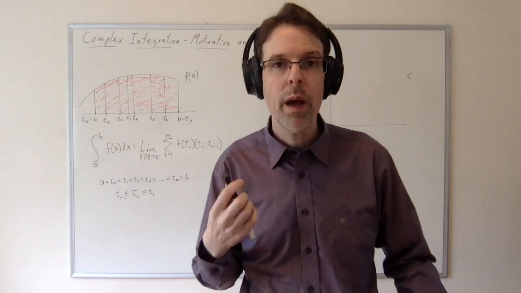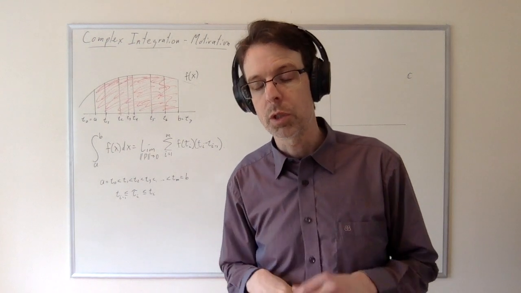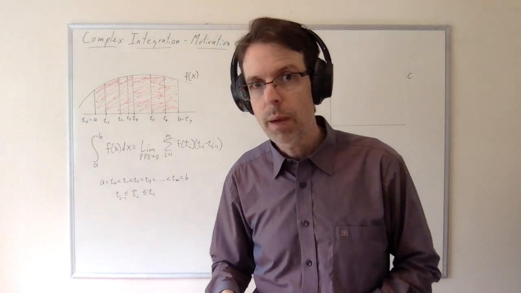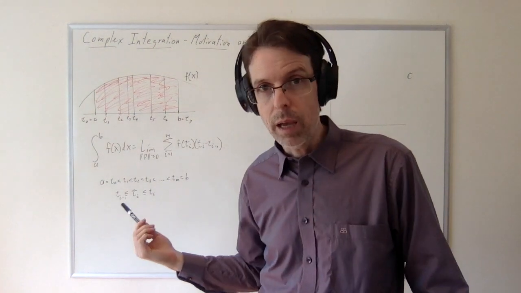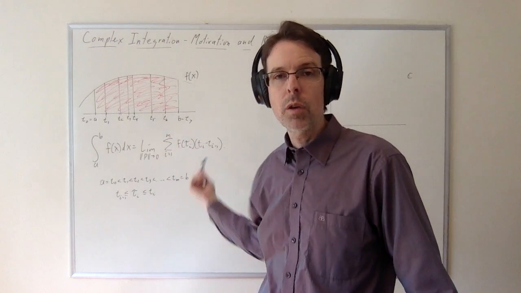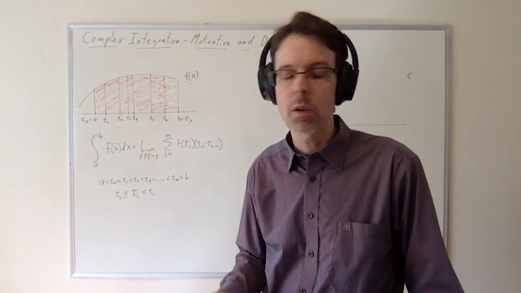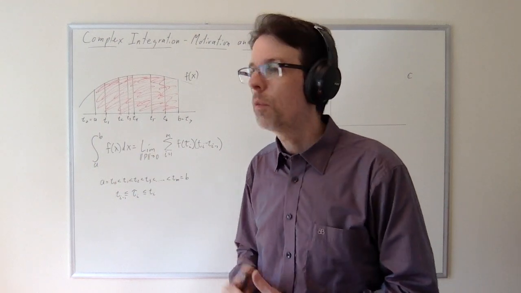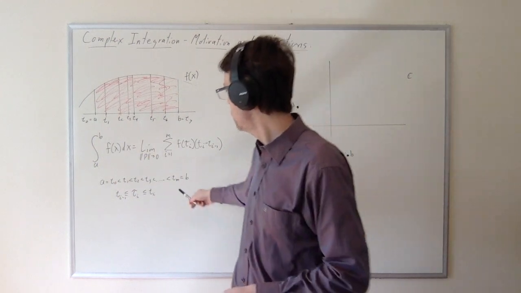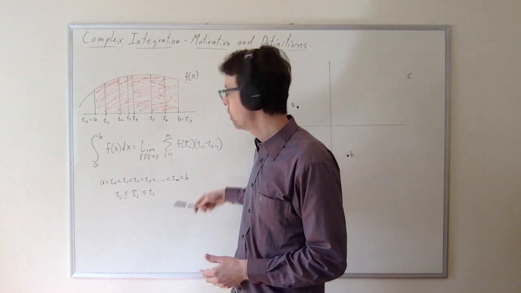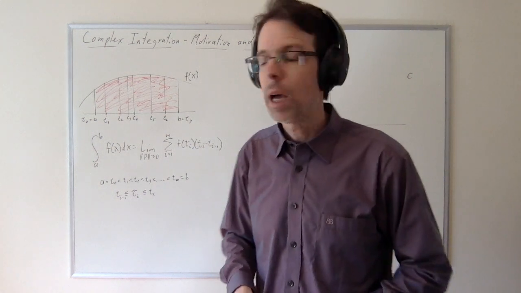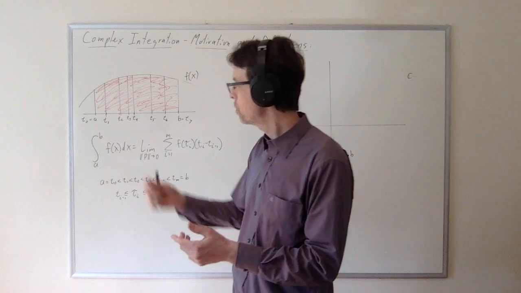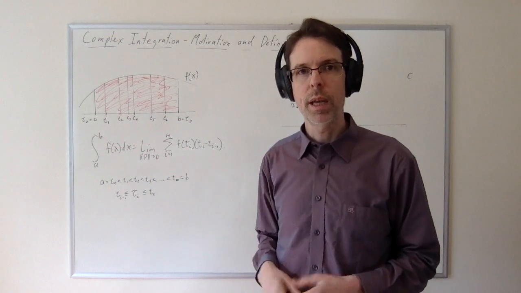And in order to have a partition that works, a good partition, you have to have sensible ti's and tau i's. That means that t0 has to be a, right? If you don't start at a, then you're not estimating the integral from a to b. You must be definitely estimating some other integral. It has to end with b, so the last of these ti's, tm, must be equal to b. And furthermore, they have to proceed in an orderly fashion from a to b.